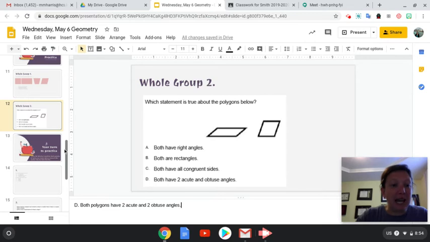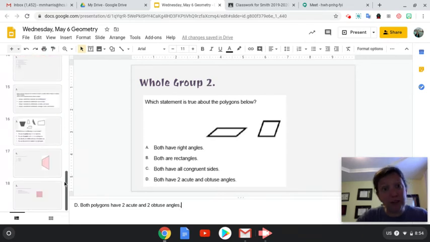All right, so that is your independent work for today. Remember, take the time, read it carefully. Remember all that vocabulary. Geometry is a lot of vocabulary.